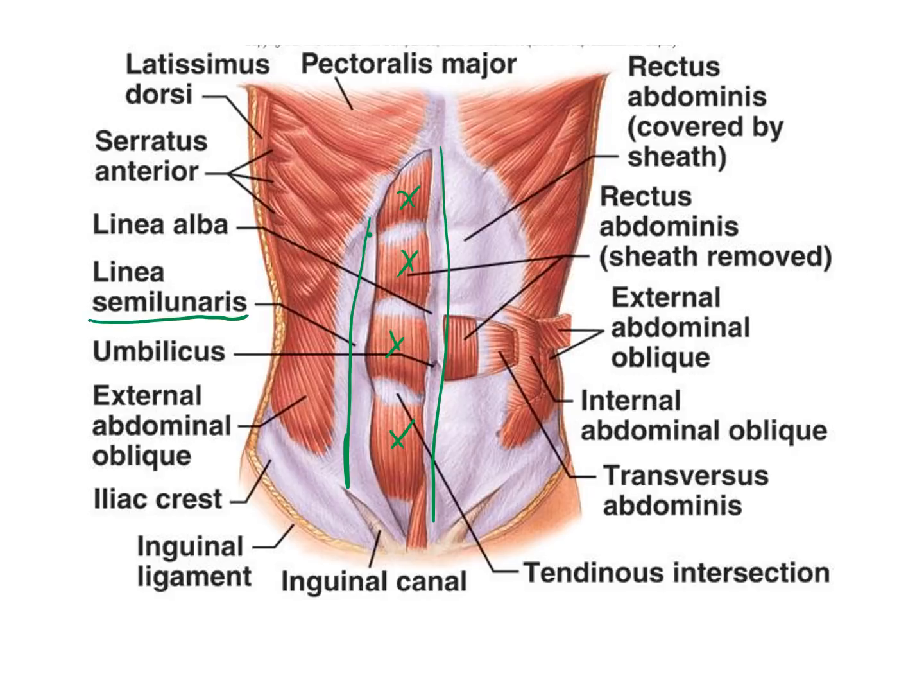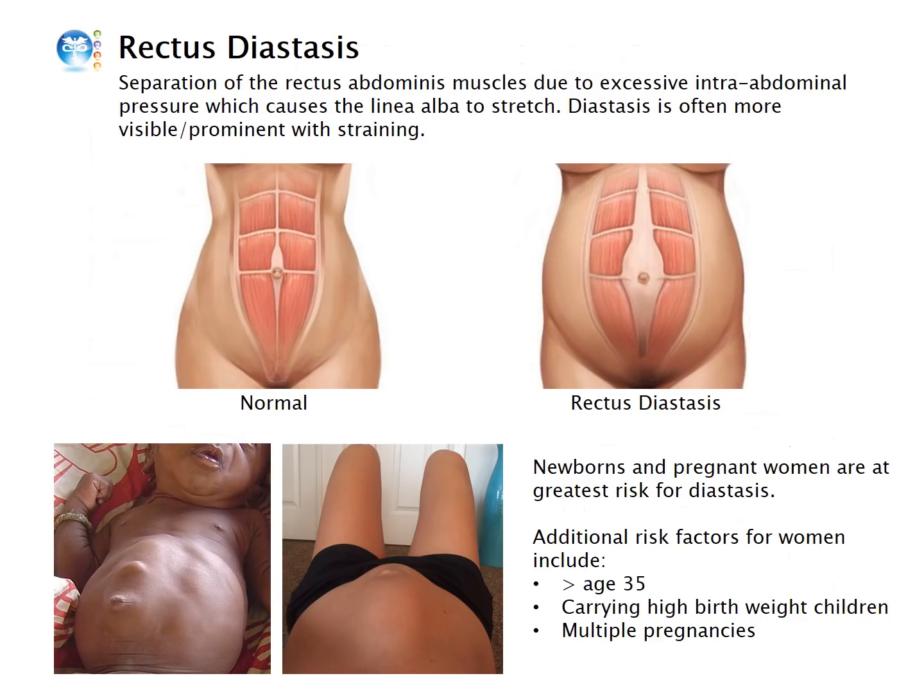The linea semilunaris marks the point of transition between the rectus sheath and the aponeuroses of the flank muscles. It is a line of fusion along the lateral border of the rectus abdominis muscles. On occasion, the rectus abdominis muscles can separate as a consequence of excessive intra-abdominal pressure. This muscle separation and stretching of the linea alba is referred to as rectus diastasis.